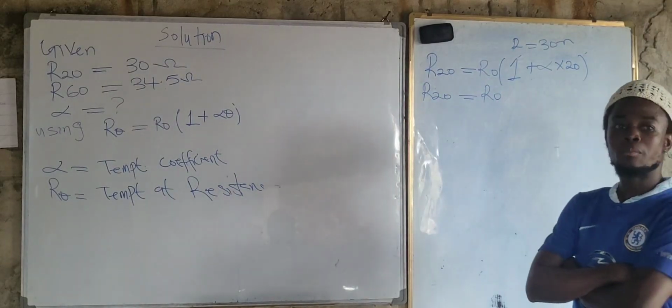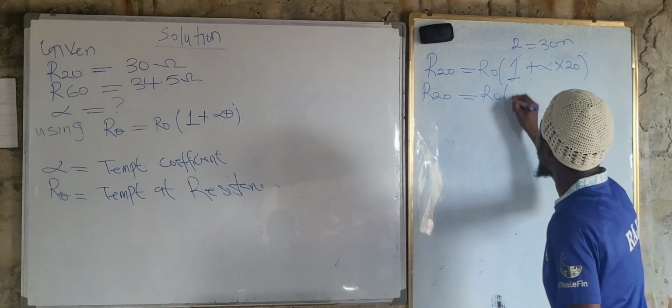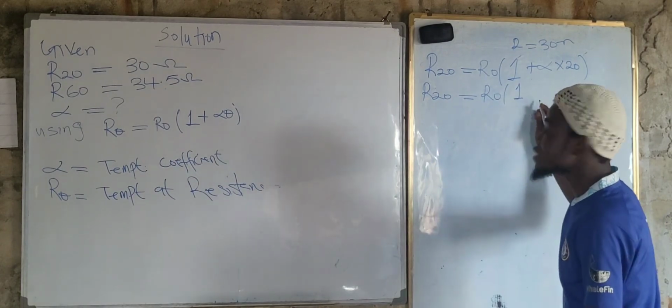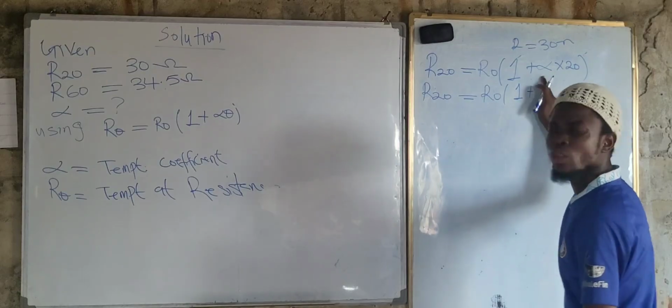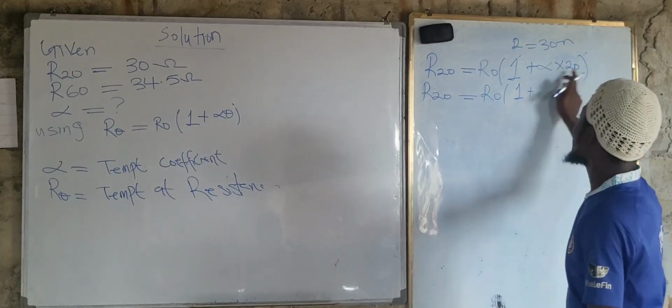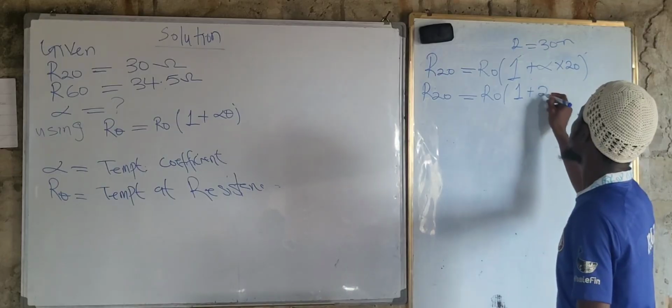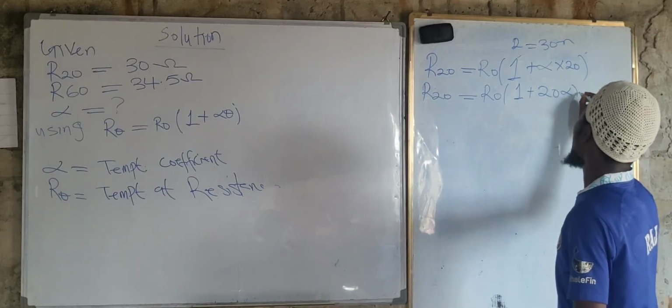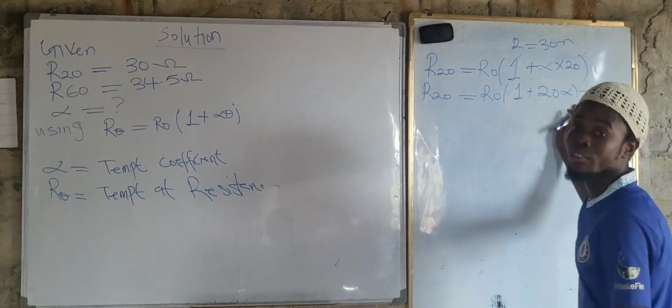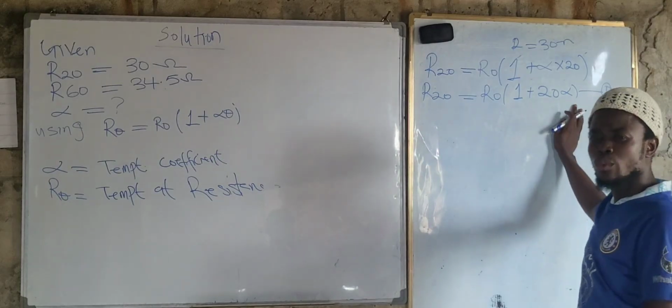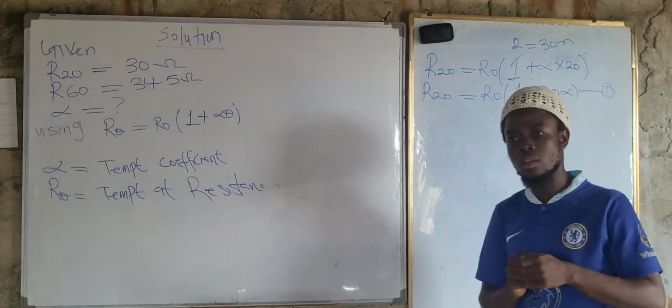Are you getting the concept now? So R0 here, we have 1 as a constant plus this one, 20 alpha, right? You have 20 alpha. But alpha is the temperature coefficient, right? You now have equation 1.